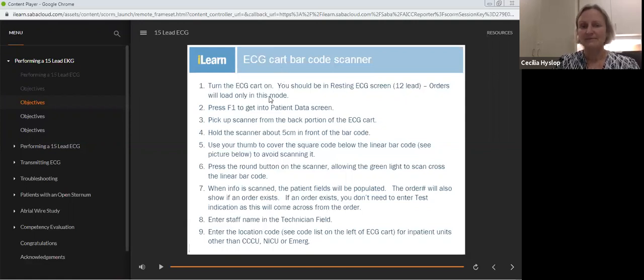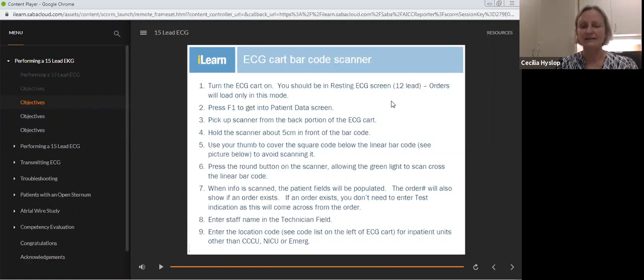In our particular system, we would turn the ECG cart on, and this will take us to the resting ECG, or the 12 lead, and then the orders will load only to this mode. We would press F1, and we're going to show you a few videos, to get into the patient data screen. We would pick up the scanner from the back portion of the ECG cart and hold the scanner about 5 centimeters away from the barcode and not the QR code. And we'd use our thumb to cover the square QR code so we don't accidentally get it. And then press the button on the scanner to allow the green light to scan on the linear barcode.